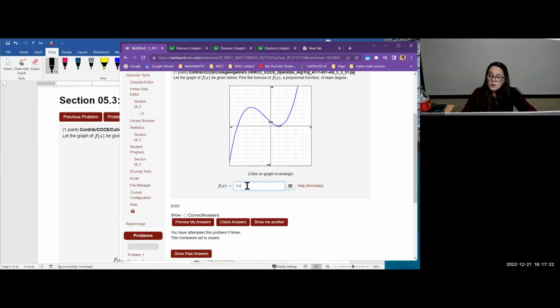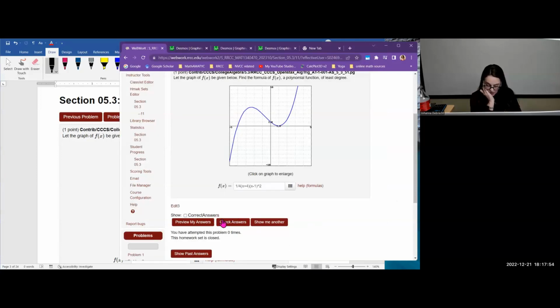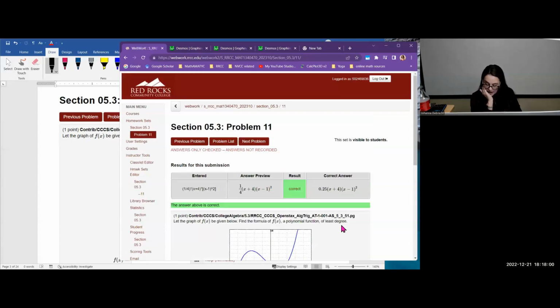So 1/4 times, oh, I've already forgotten. What was it? x plus 4, x minus 1, quantity squared. All right, so x minus 1, yes, that's what I had. We don't know if it's going to give us the actual, so I'm going to have it give us both, and it liked it. All right, so I didn't have to multiply it out after all.